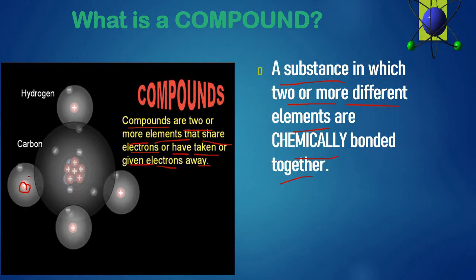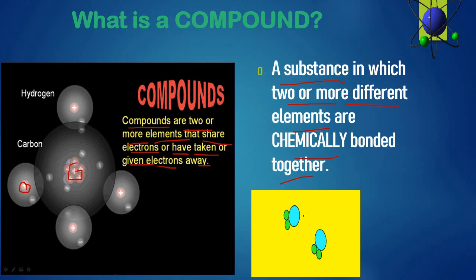Therefore hydrogen has atomic number 1, and there are 4 hydrogen atoms like this. At the center you can see the carbon atom with 6 protons. Therefore carbon has atomic number 6, and these protons are present in the nucleus, and the electrons revolving around the nucleus are also 6 in number. So this is an example of elements combining to form a compound.